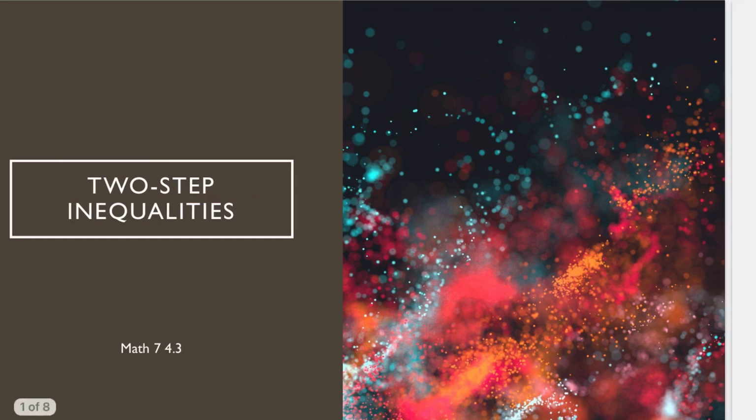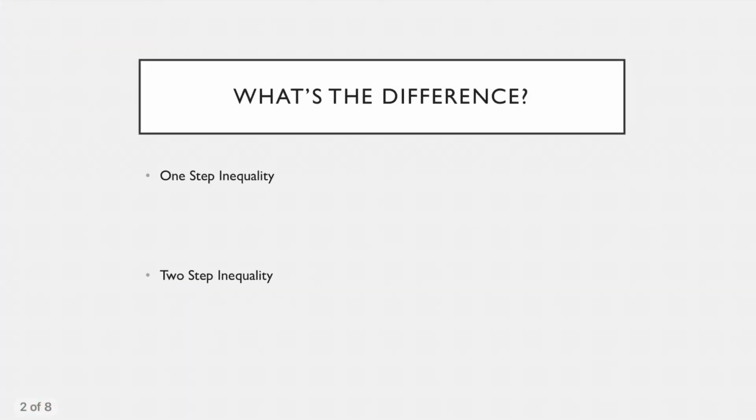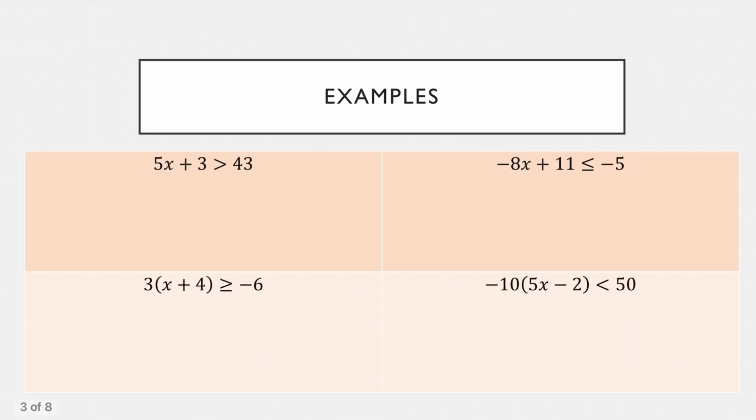This video is going to go over two-step inequalities, which are different from one-step inequalities. The biggest difference is that this one has two steps instead of one step. So let's do some examples. Some of them are going to use the distributive property and some of them aren't. So we'll start with the first one here.